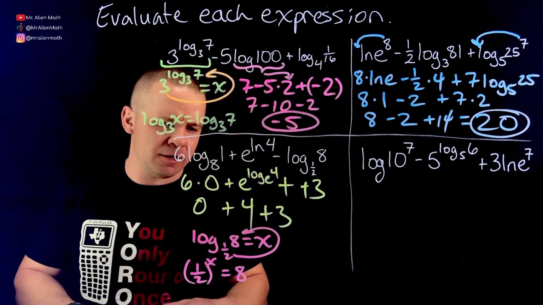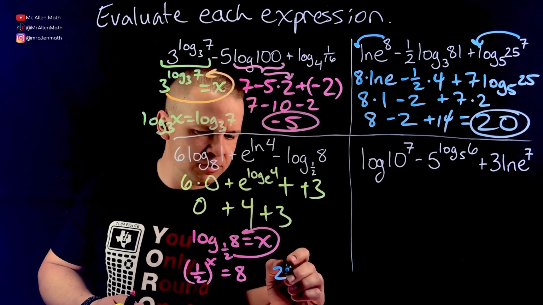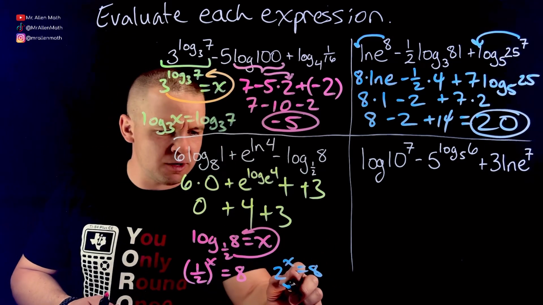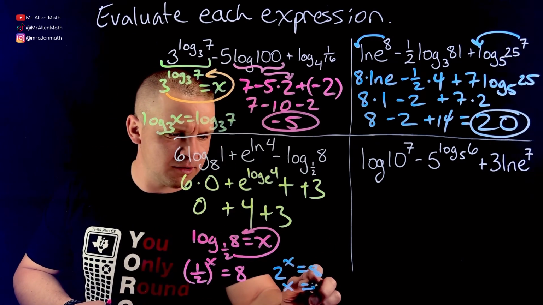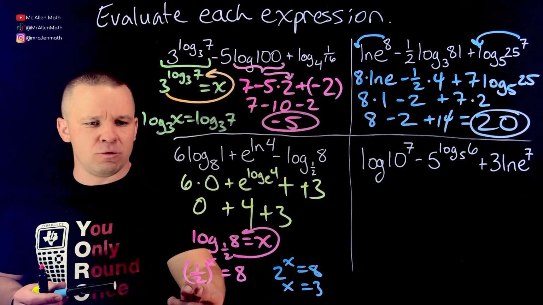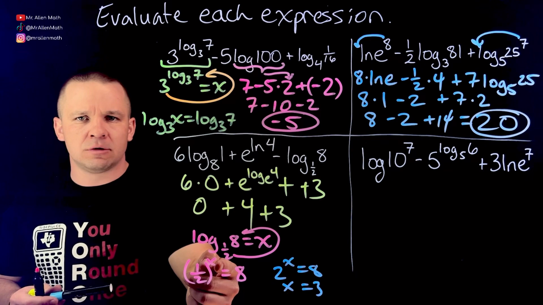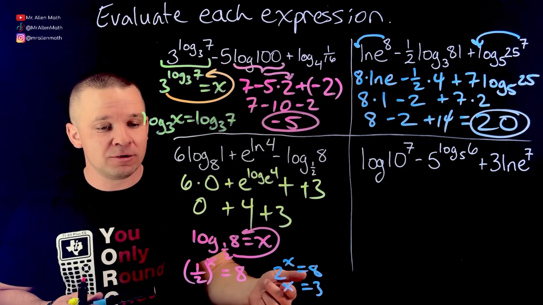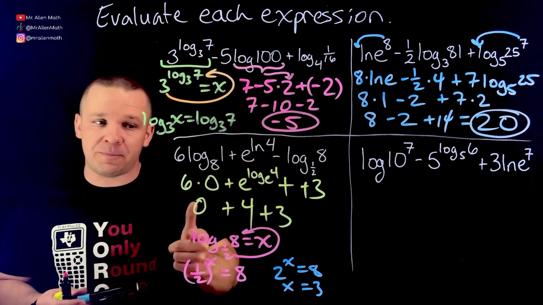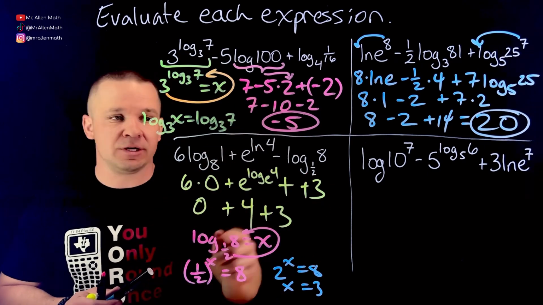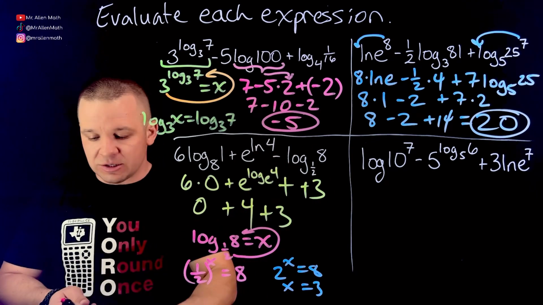A little sidebar here. 2 to what power? 2 to the x equals 8. What would that be? Well, then x would equal 3, right? 2 to the third power equals 8. So if I do 1/2 to the third power, I get 1 over 8. So 1/2 to the negative third power would give me 8 over 1. It would flip it. So that's how we got negative 3, which then became positive because it was minus negative 3. So now we get our final answer.